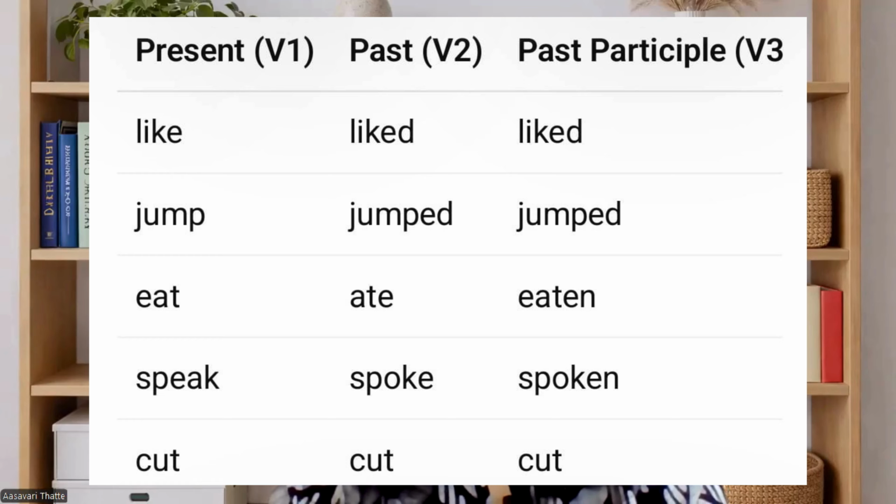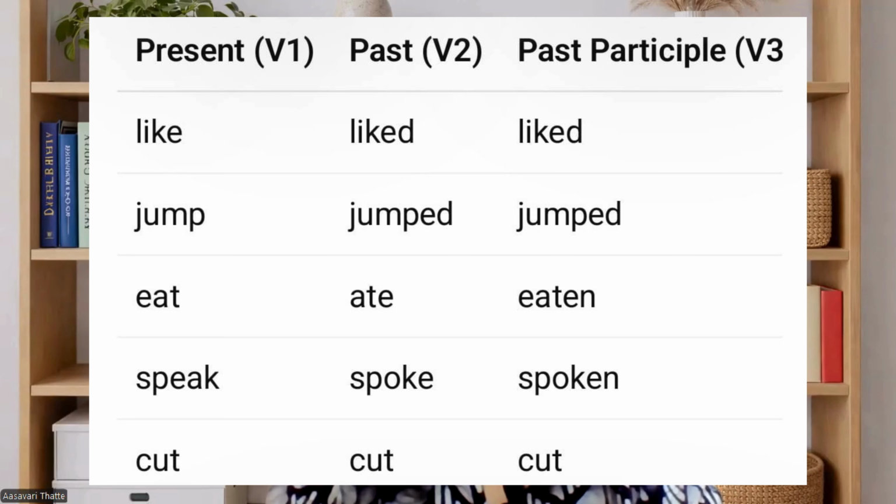So these are called regular verbs, like the first one: like, liked, liked. Also the second one: jump, jumped, jumped. These are called regular verbs. Now, there are also some verbs which have a completely different second and third form. For example, eat, ate, and eaten. Speak, spoke, spoken. So these are called irregular verbs. Irregular verbs don't follow a rule. They have a completely different word as V2 and V3.